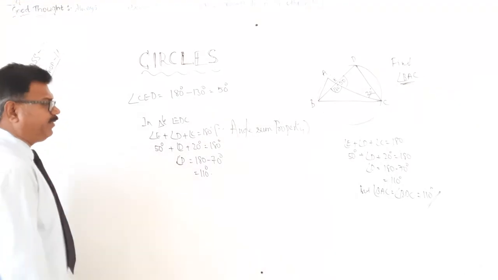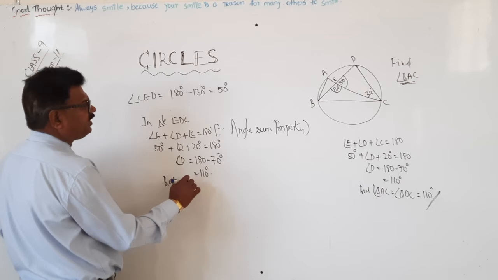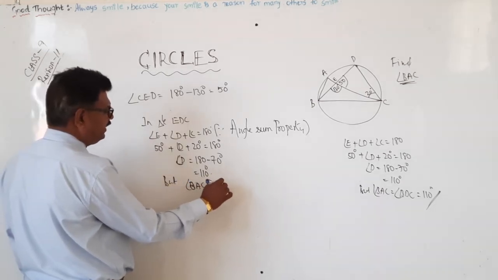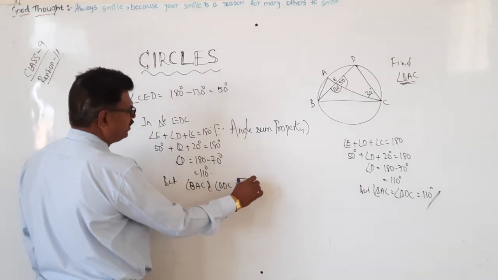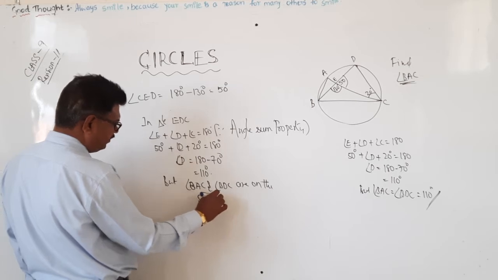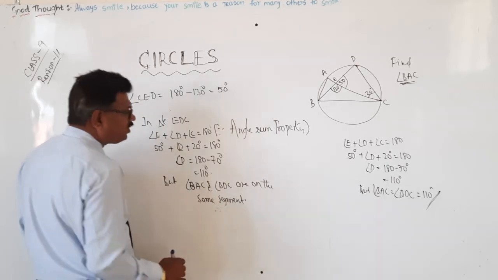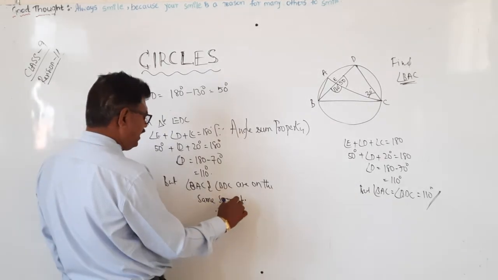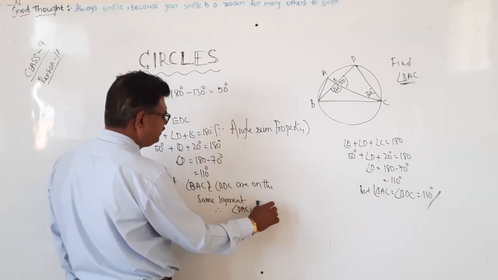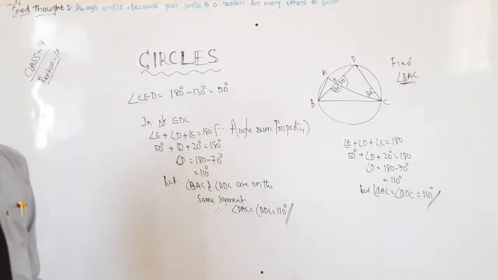Okay? But why? Because angle BAC and angle BDC are on the same segment. Therefore, what happened? Angle BAC is equal to angle BDC, which is equal to 110. Like this, you have to do it.